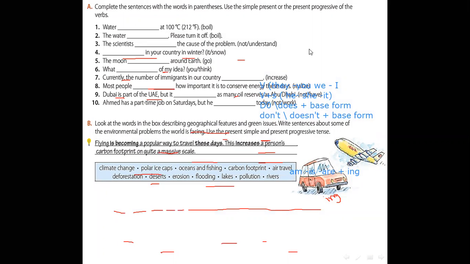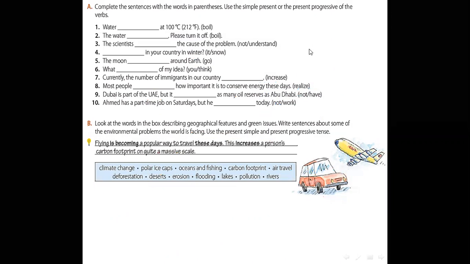Now, are you ready to answer exercise number A? In exercise number A, we should complete the sentences with the words in parentheses. Use the simple present or the present progressive of the verb.